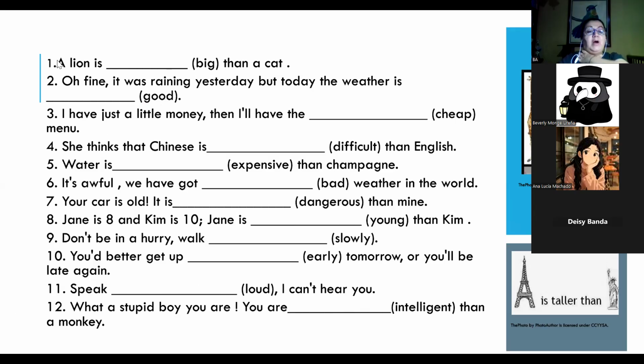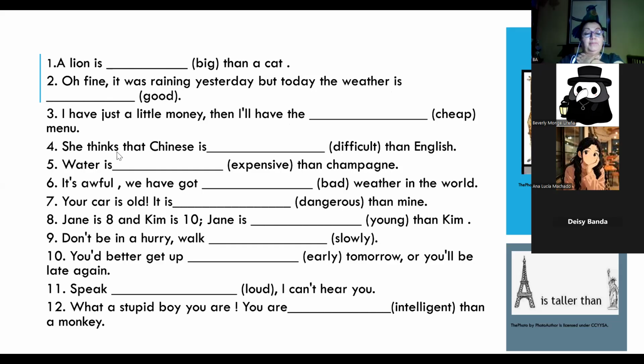Okay, perfect. So a lion is bigger than a cat. Bigger. It was raining yesterday, but today the weather is better. I have just a little money, then I have the cheapest. The cheapest. Tenemos the. Cuando tenemos the, eso es una señal.